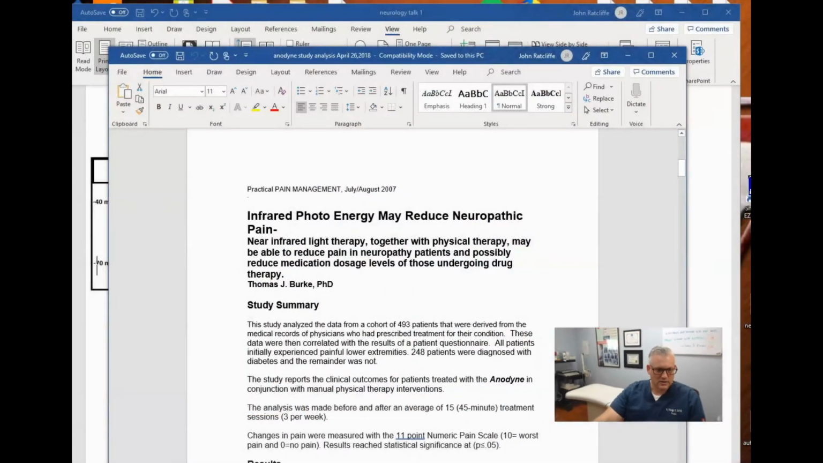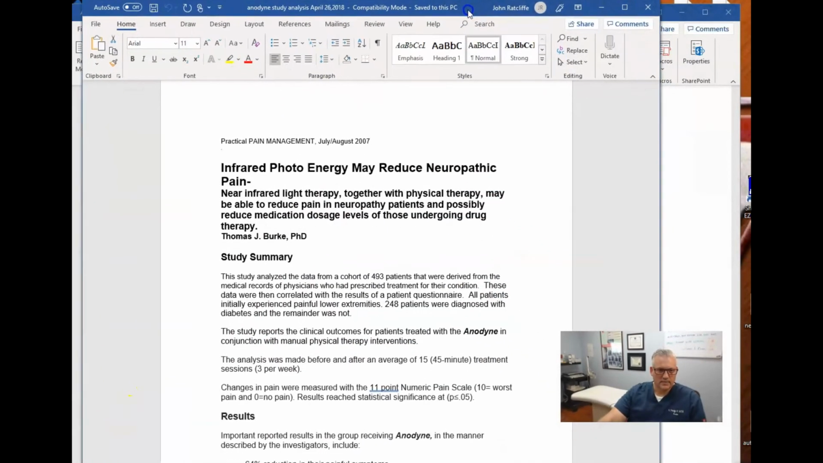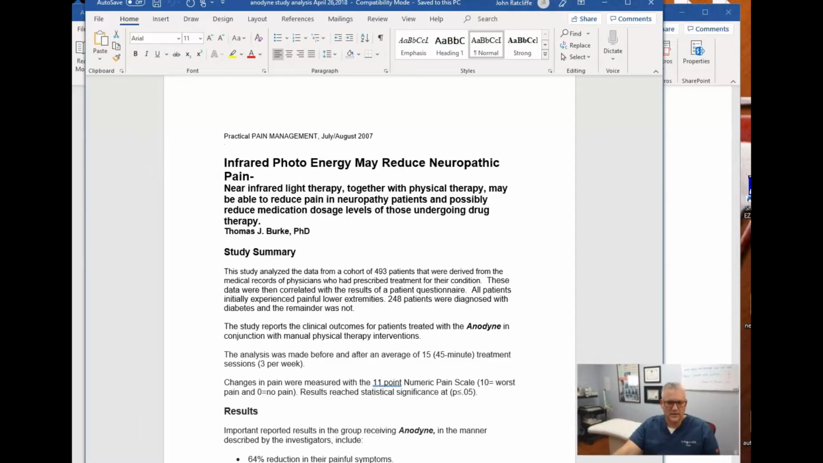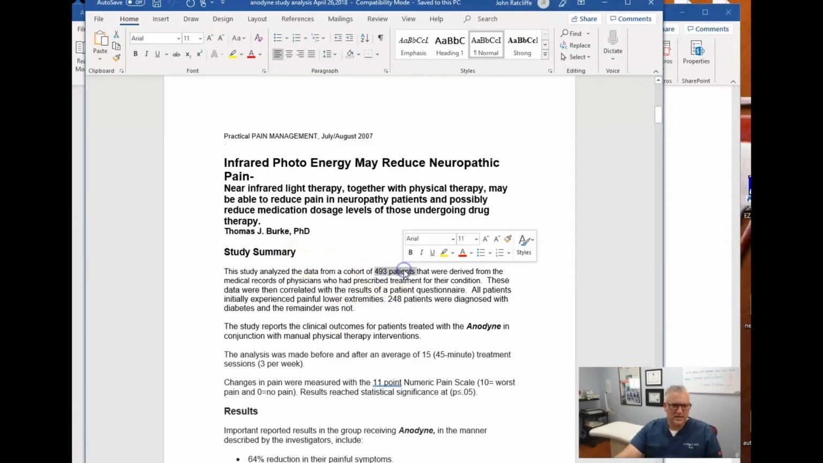We use infrared therapy, and there's a couple on the market, but here's one that we use. I don't know if you can see this or not. This was published in the journal Practical Pain Management by Dr. Burke. And he had 493 patients.